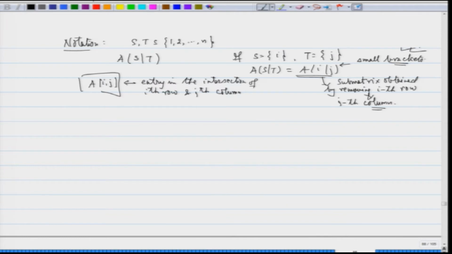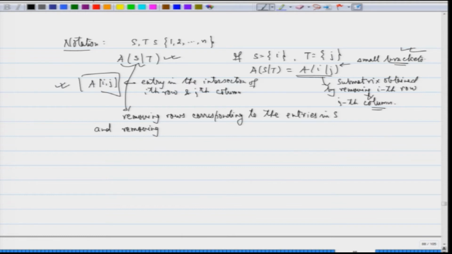Here I am removing the things, here I am looking at the corresponding entry. There is an (i, j) and there is an i, vertical line, j, all right. So, these definitions are important. Here it is A(S|T), all right. So, I am removing rows corresponding to S. So, this part corresponds to removing rows corresponding to the entries in S and removing columns corresponding to the entries in T.